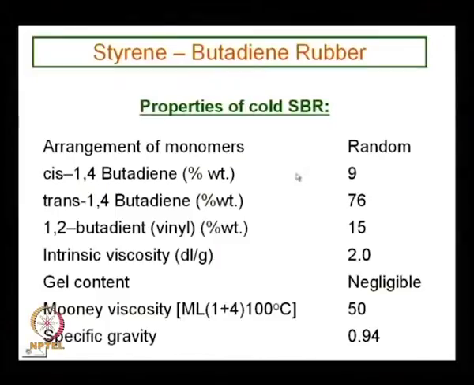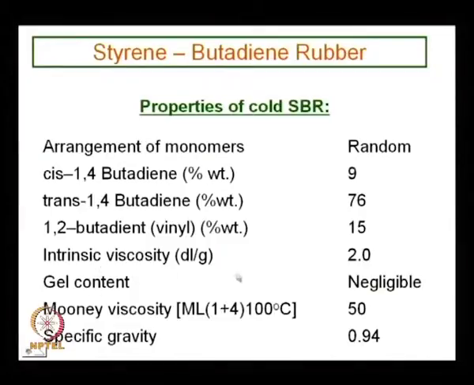Properties of cold SBR: some properties are mentioned here. It contains a mixture of cis-1,4 polybutadiene units. The butadiene unit in the SBR will have a certain percentage in cis form, a certain percentage in trans form, and a certain percentage of 1,2-butadiene. This is a typo on the slide; it should be butadiene with an E. The 1,2 structure and the 3,4 structure are the same.